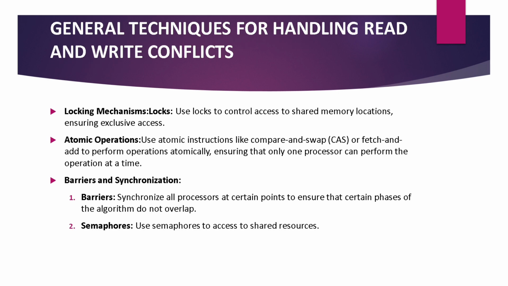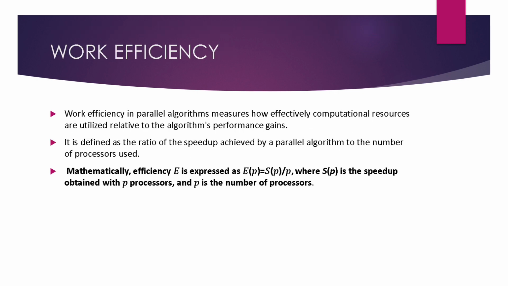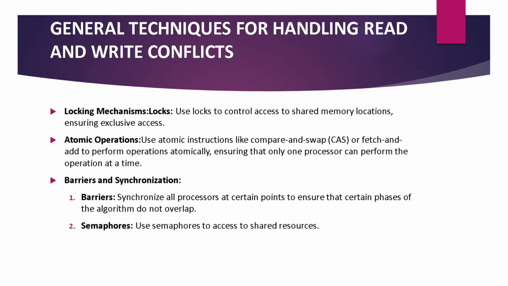So, these are the practical techniques for handling write conflicts in any of these models: locking mechanism, atomic operations, barriers and synchronization, then software techniques, and communication. In locking mechanism, it uses locks to control access to a shared memory location, ensuring exclusive access. In atomic operation, it uses atomic instructions like compare and swap or fetch and add to perform operations atomically, which ensures that only one processor can perform the operation at a time.